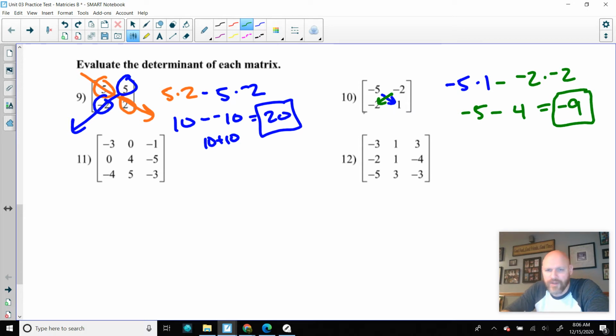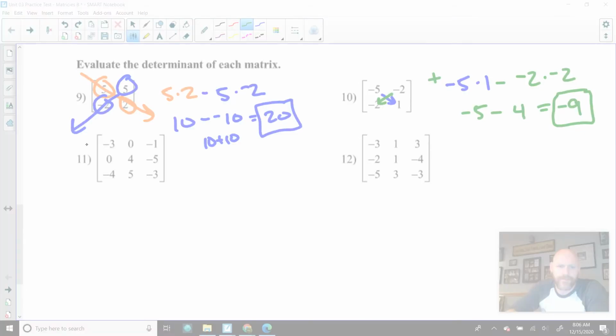All right, we just do this little cross multiply thing here. Negative 5 times 1 is positive, like I'm adding it. I'm not subtracting it, but negative 2 times negative 2, we're going to subtract because we're headed backwards. And that's going to make a lot more sense on this one. I'll make number 11 a little bit bigger. Let's grab it, take it to the next page.